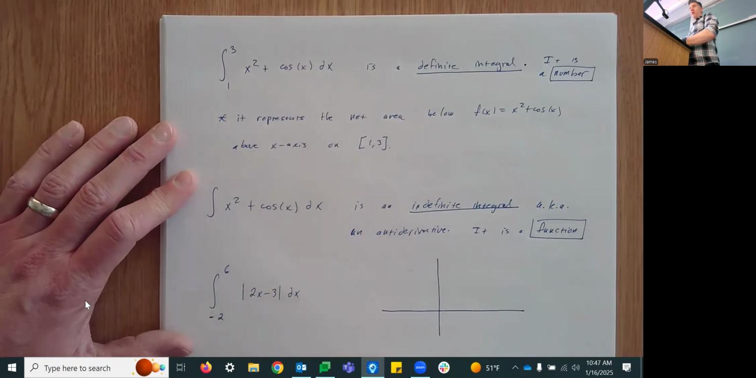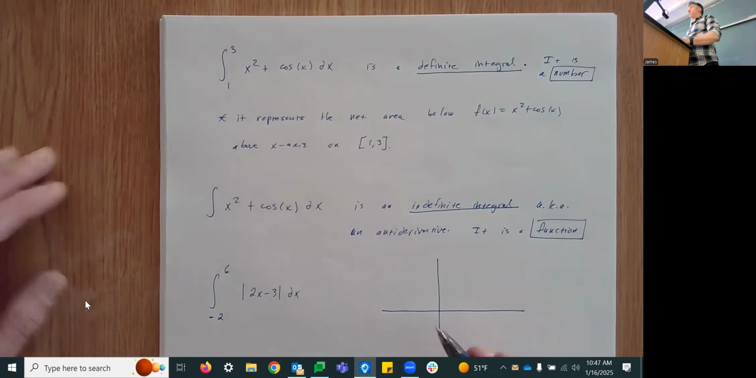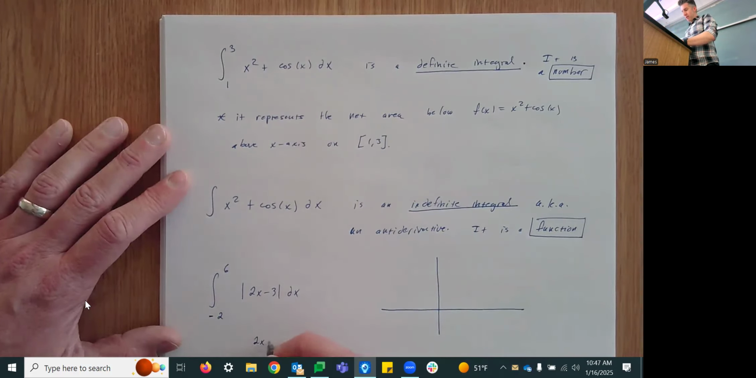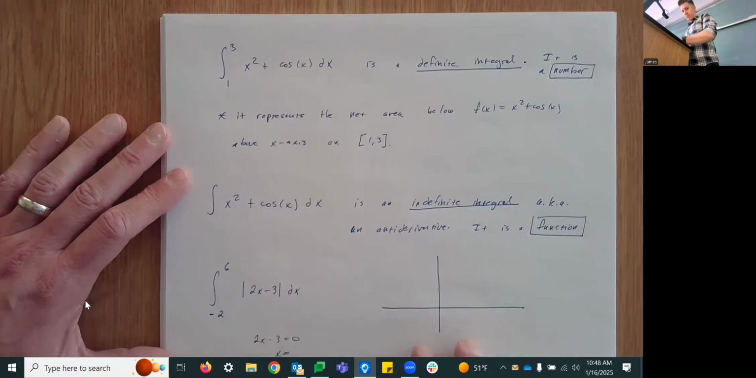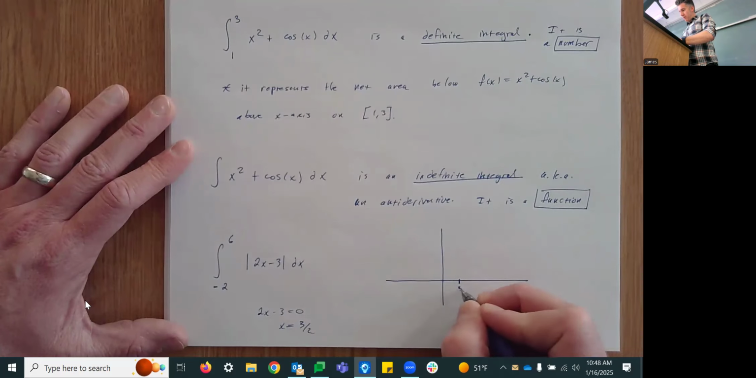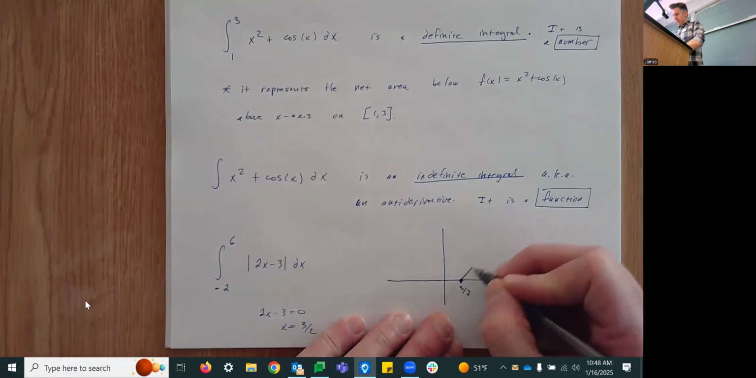So the absolute value of 2x minus 3, let's see, it's kind of V-shaped. I know that the bottom of the V is when the inside stuff of the absolute value is equal to 0. So if I set 2x minus 3 equal to 0, I'm going to get x equal to 3/2. So over here at 3/2, that's where my absolute value is at the bottom. And then I'm going to do something like this.